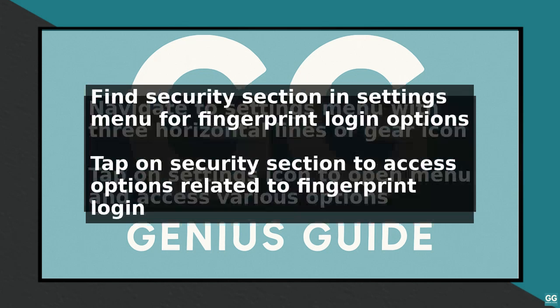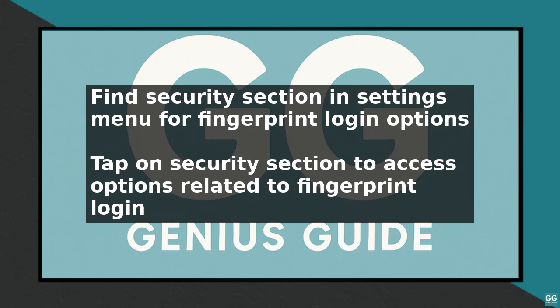To adjust the fingerprint login settings, tap on the fingerprint option and follow the prompts to add or remove fingerprints. You may be asked to enter your wallet password or PIN to authenticate the changes.